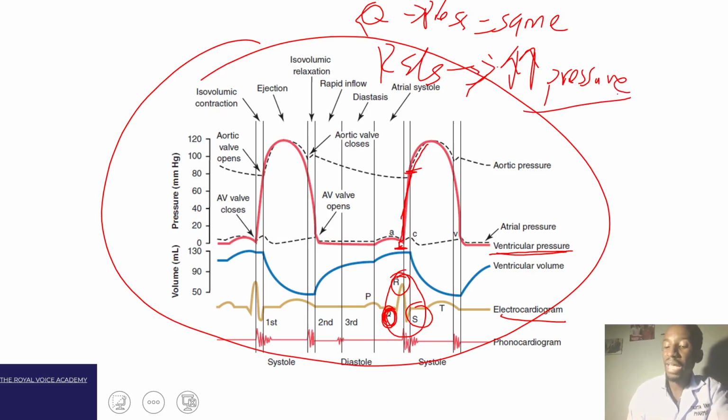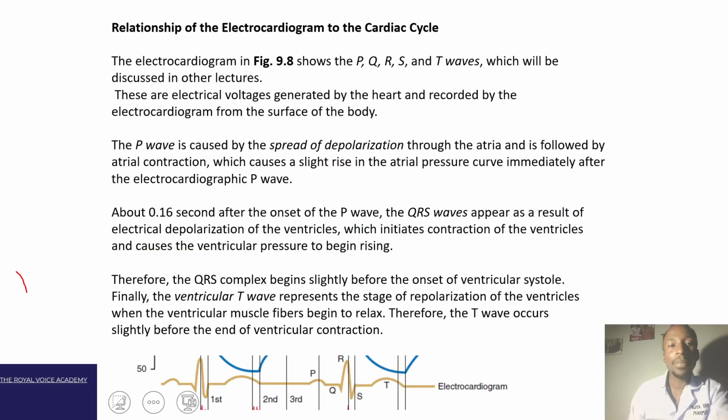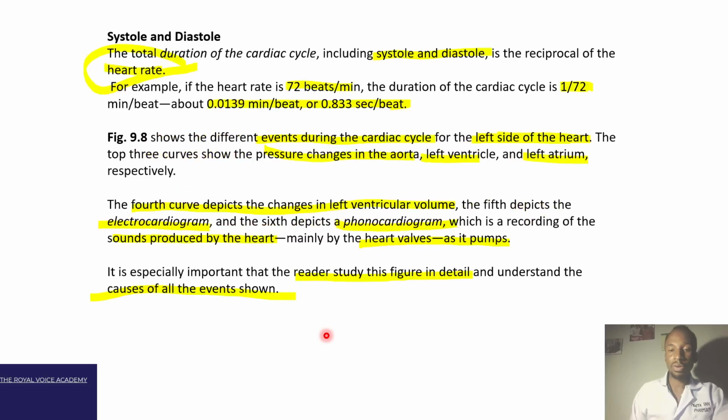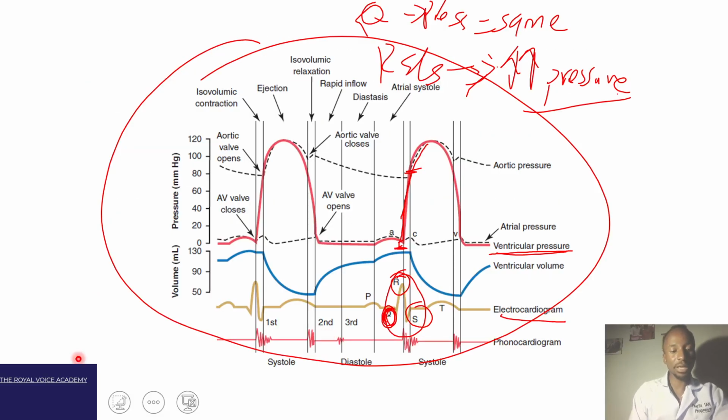So I think that is well covered, because that is what we essentially needed to know about that. And now when we look at the last part of the lecture, finally, the ventricular T wave represents the stage of repolarization of the ventricles, when the ventricular muscle fiber begins to relax. Therefore, the T wave occurs slightly before the end of ventricular contraction. Look at something here. Let me erase all of this ink.